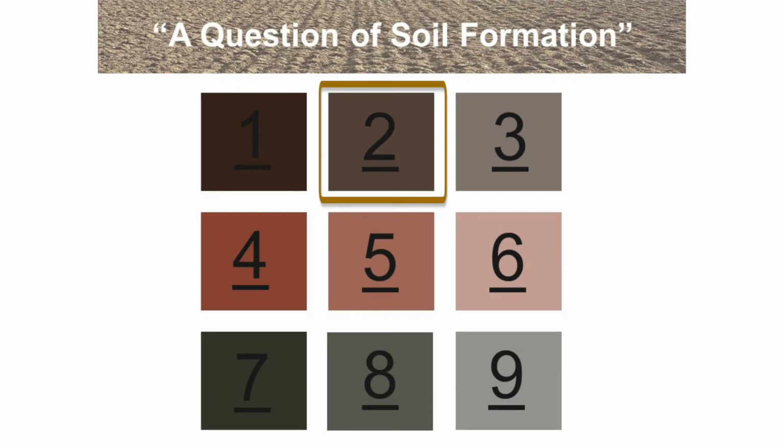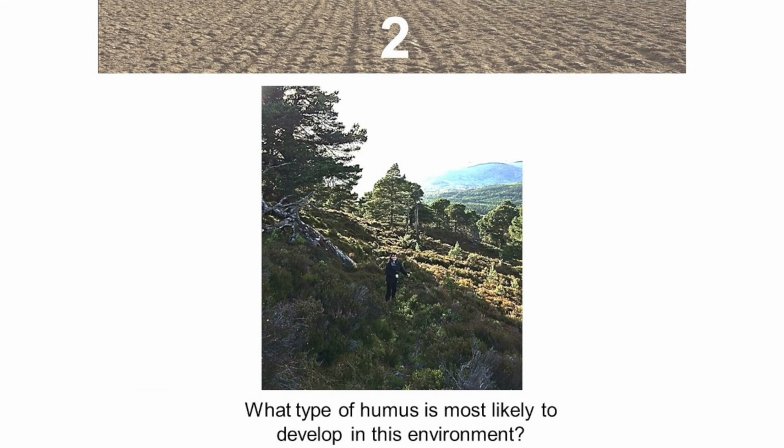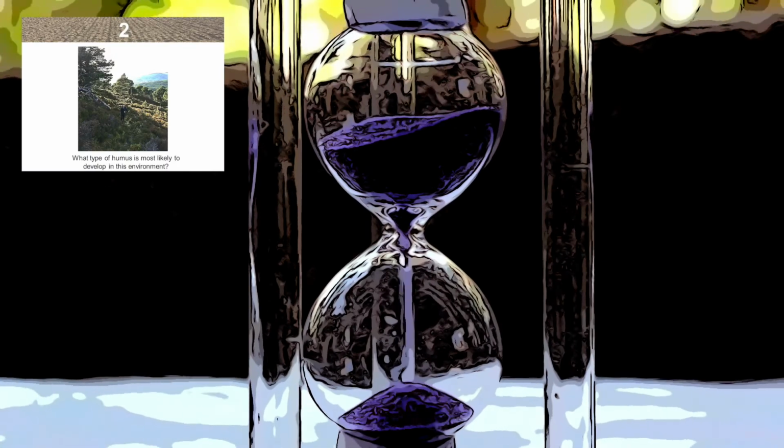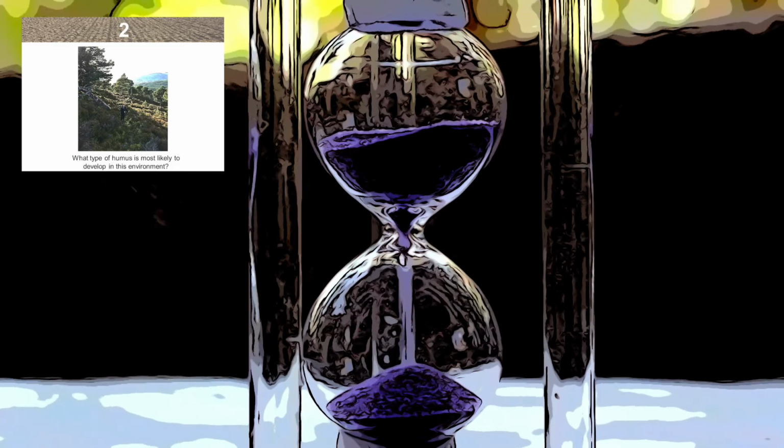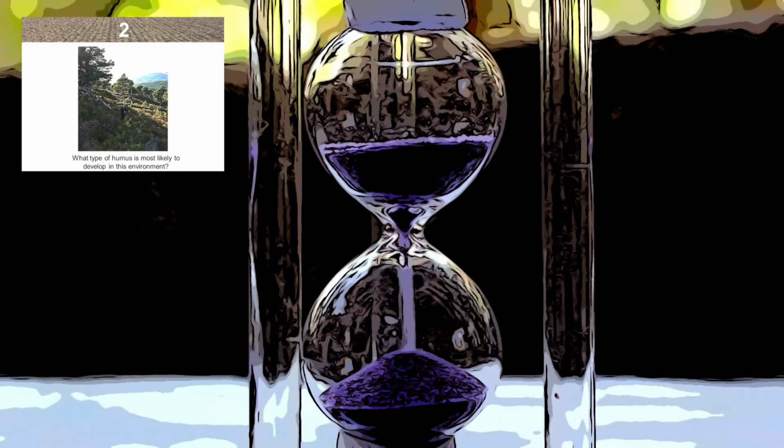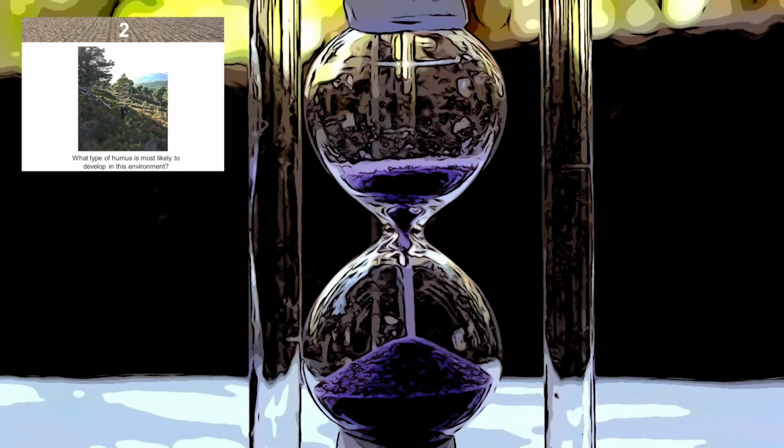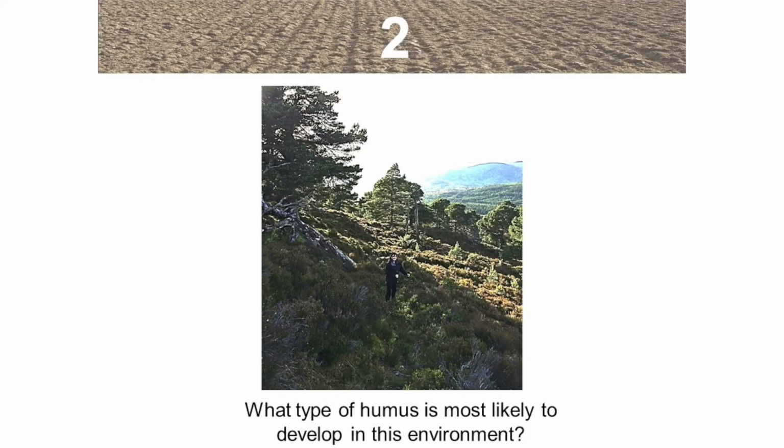In question number 2, what type of humus is most likely to develop in this environment? Answer. This is an upland environment with a pine woodland, with heather moorland in the foreground, creating acidic litter which falls onto the soil, forming an acidic moor type humus.